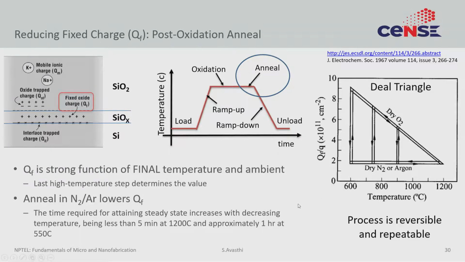Whatever is the last temperature and ambient that it sees, that is the defect density it shall maintain. So, as long as you add an inert anneal at the end of your oxidation recipe, you can always guarantee a low defect density irrespective of what temperature you are doing your oxidation at. Add this anneal step and you will always have a low defect density. You would not have to worry about the temperature at which you are doing your oxidation. So, that is a very powerful result.